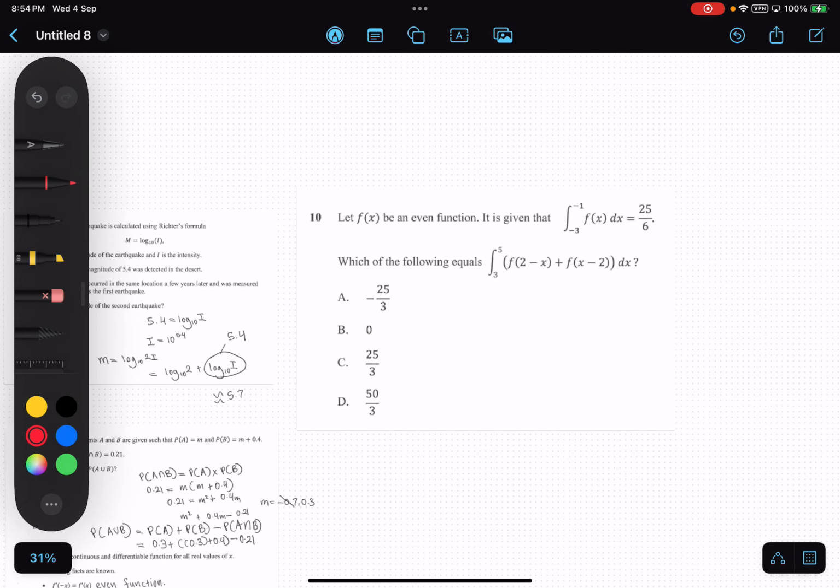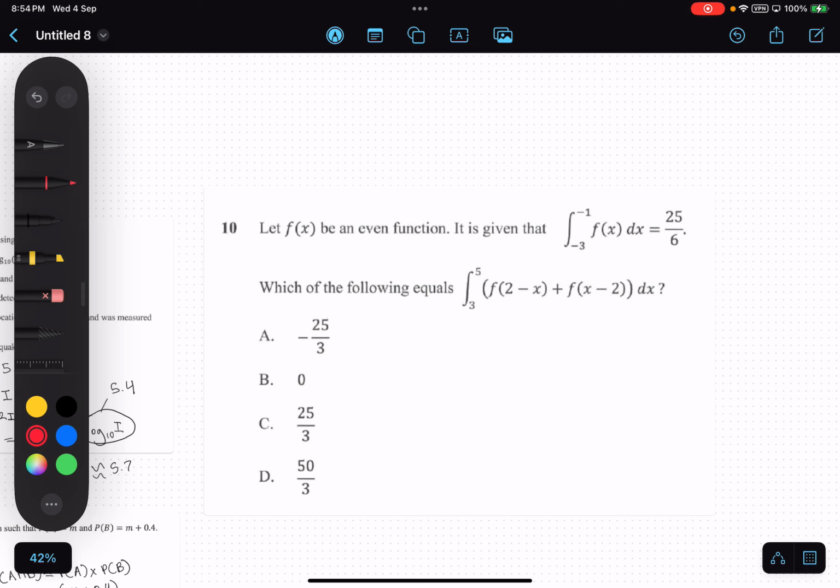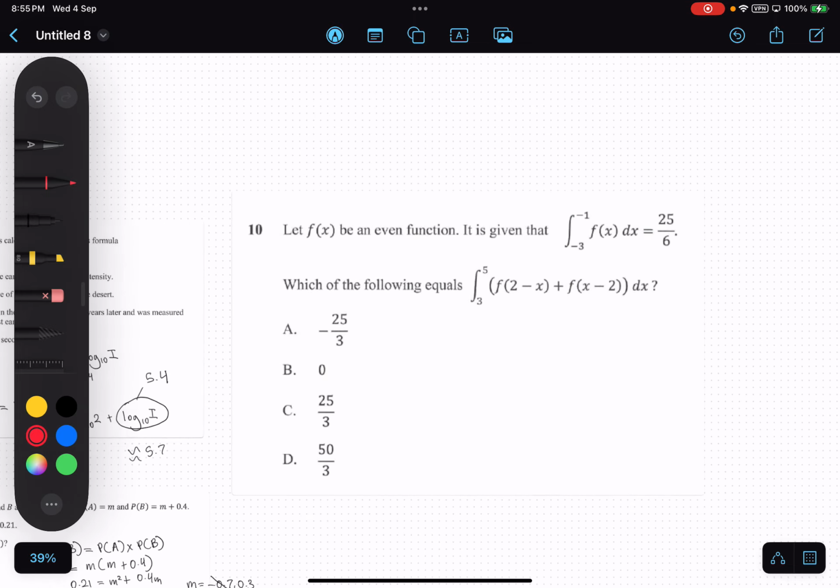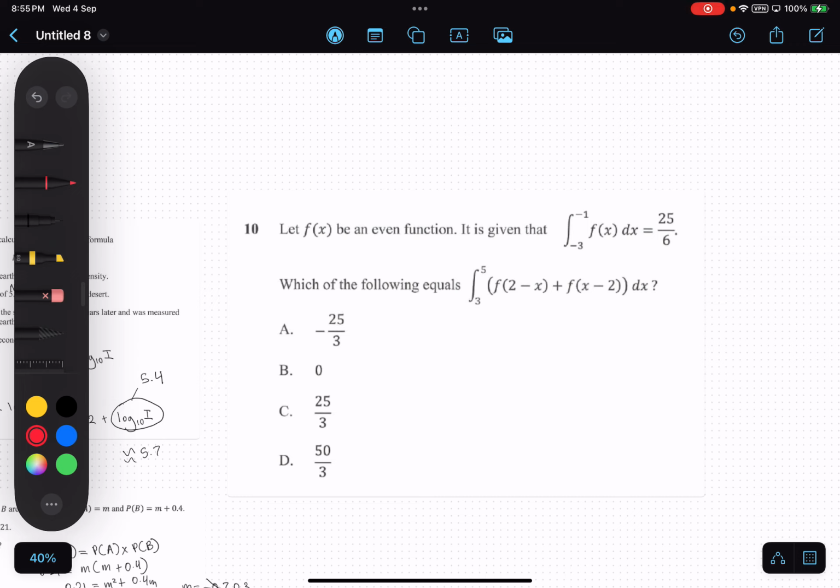Alright, question 10. Hardest one of the bunch. Question 10 says, let f of x be an even function. It is given that the definite integral of f of x from -3 to -1 is equal to 25 over 6. Which of the following equals the definite integral of f of 2 minus x plus f of x minus 2?